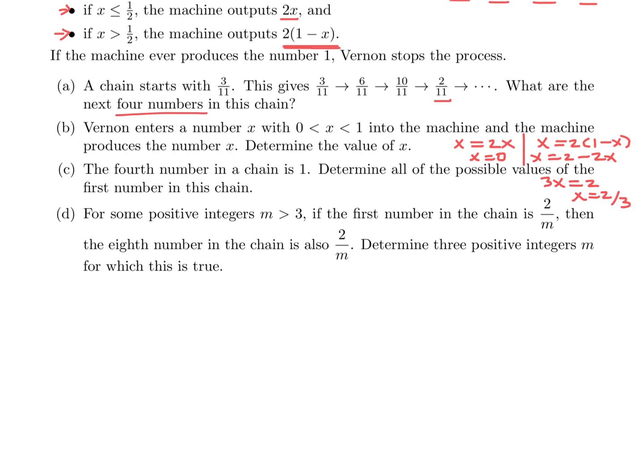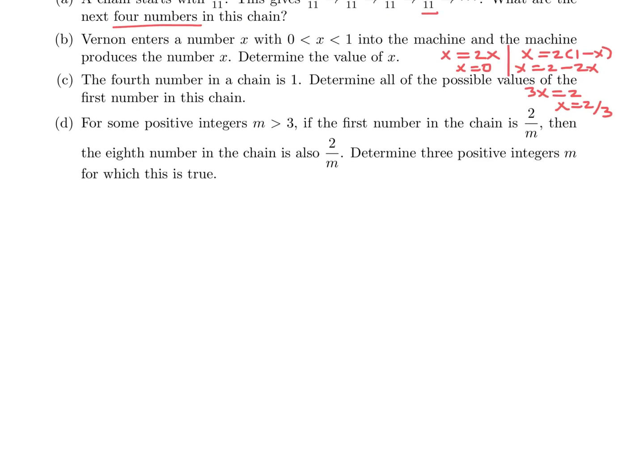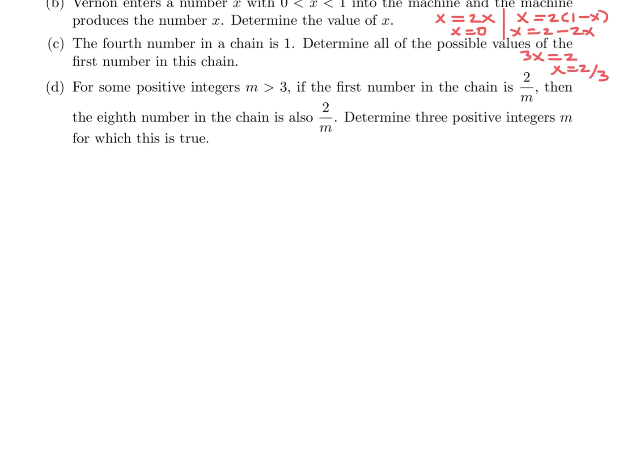The fourth number of the chain is 1. Determine all possible values of the first number in this chain. So 1, 2, 3, and 4. They're saying that the fourth number in the chain is 1, and they're asking you, what is the first number? I think there's going to be a few possibilities. So let's see.